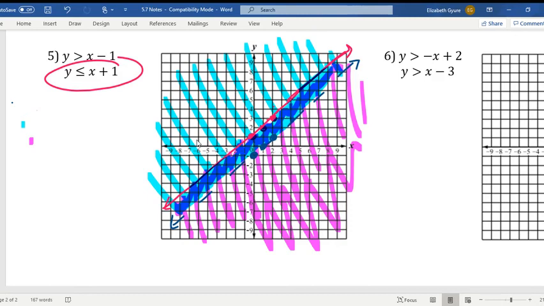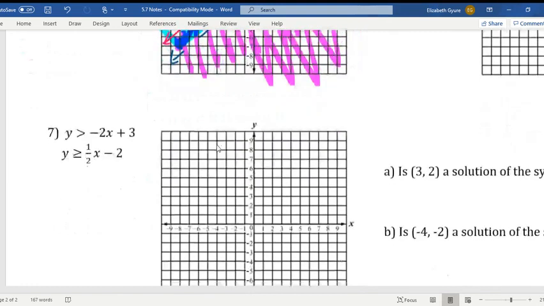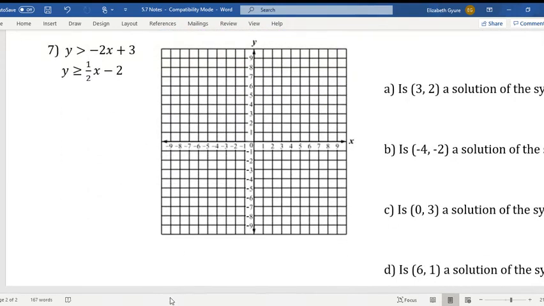All right. Yeah, exactly. Like 0, 0 would work, 1, 1 would work, right? Anything in that little dark blue sliver. Good. All right, let's look at number 7, and then we are going to call it a day.